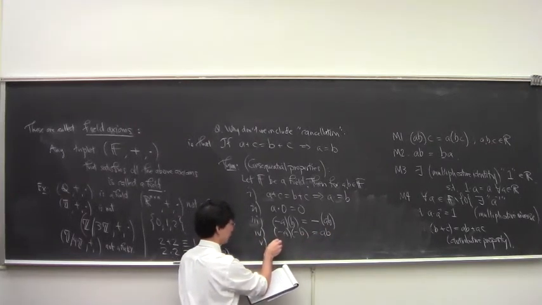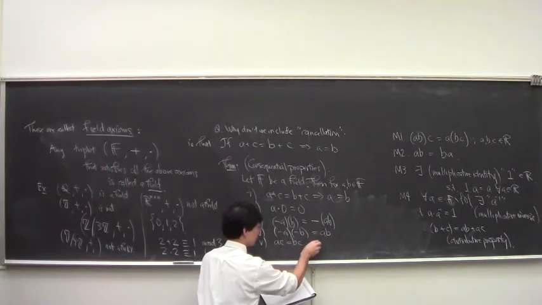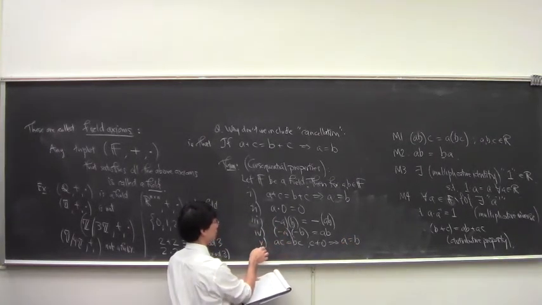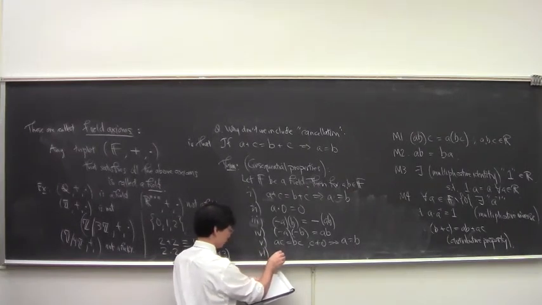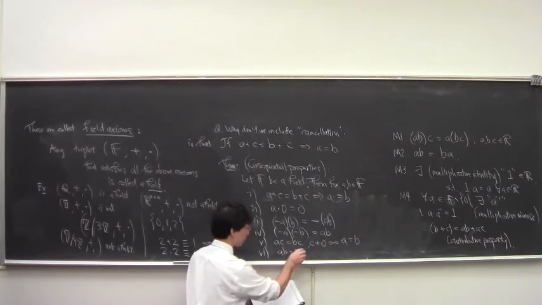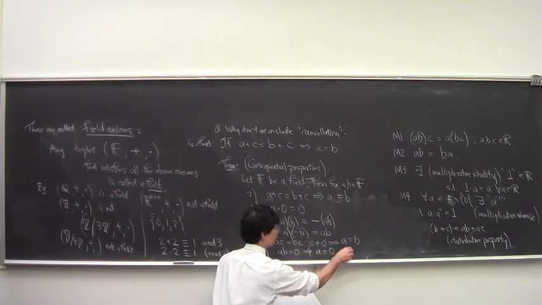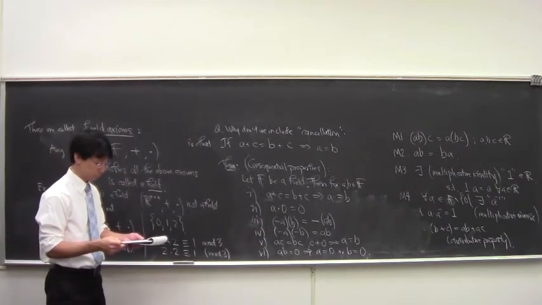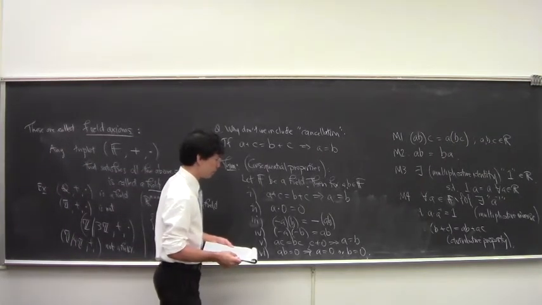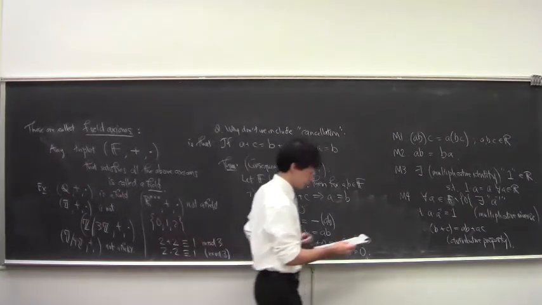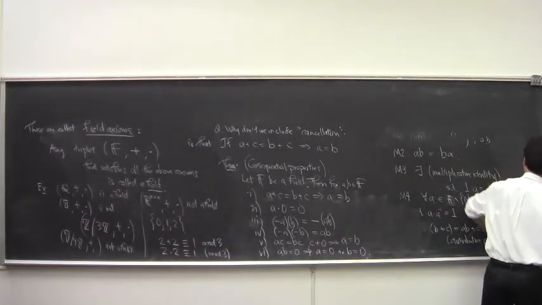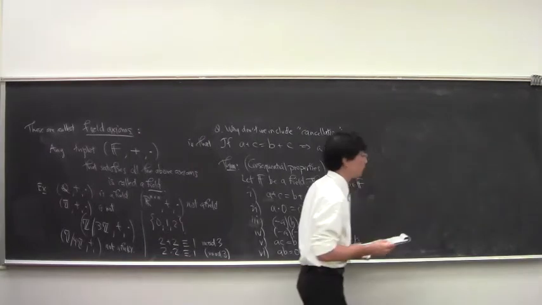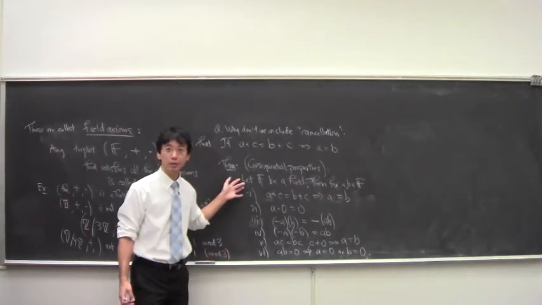5, if AC equals BC and C is non-zero, then A equals B. So cancellation for multiplication. And 6, if AB equals 0, then A equals 0 or B equals 0. Okay, so there's this bunch of properties that just follows from the axioms.